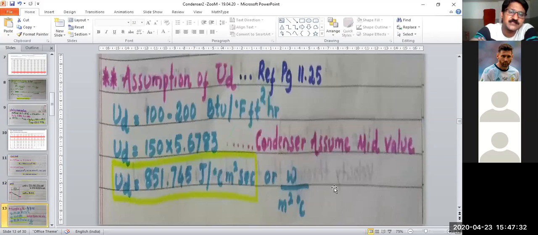So in the previous class, what have you done? In the previous class, we assumed velocity. Yes or no? Yes, sir. In this problem, what we are doing? We are assuming a UD. Both are the same. Whether you want to assume a velocity, that way you do it. Otherwise, if you want a UD assumption, this way you do it.